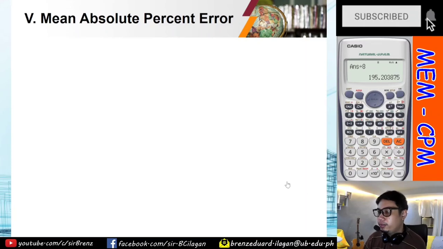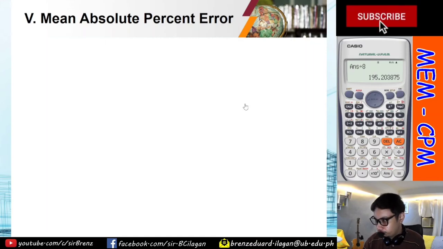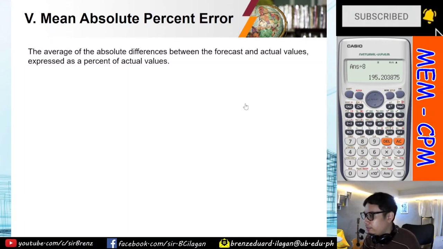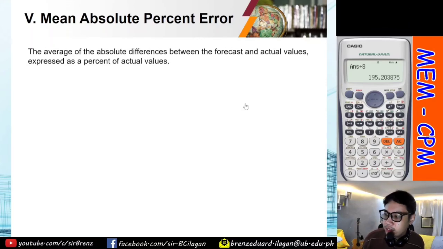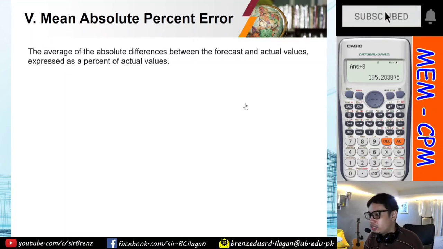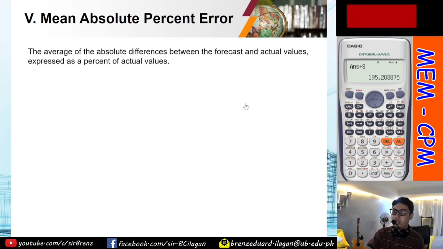Okay, next that we're going to discuss is the MAPE, or yung mas kilala sa tawag na mean absolute percentage error. So, the MAPE: a problem with both the MAD and MSE is that their values depend on the magnitude of the item being forecast. So, if the forecast item is measured in 1,000, the MAD and MSE values can be very large. So, to avoid this problem, we can use the mean absolute percentage error.